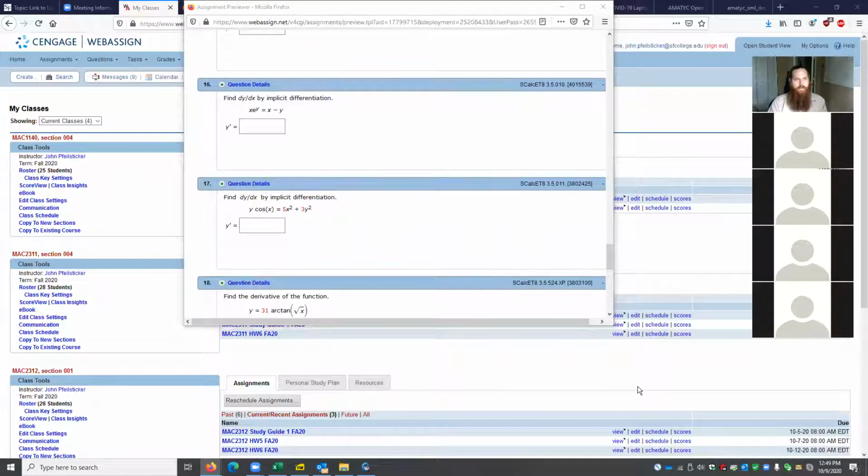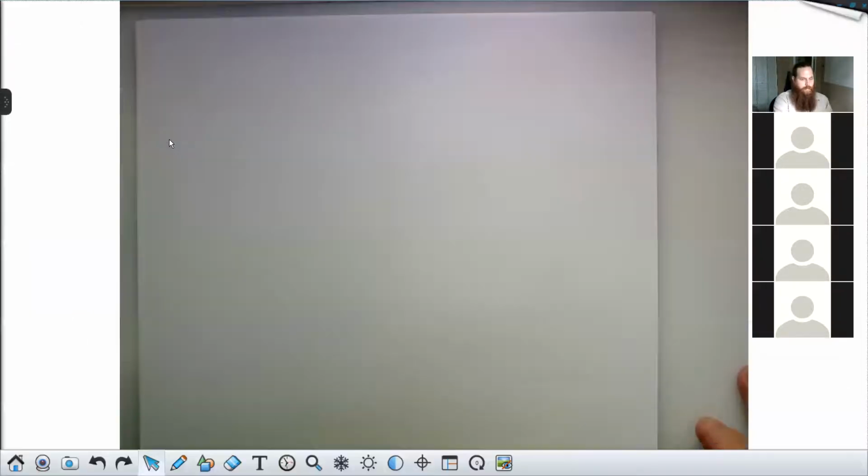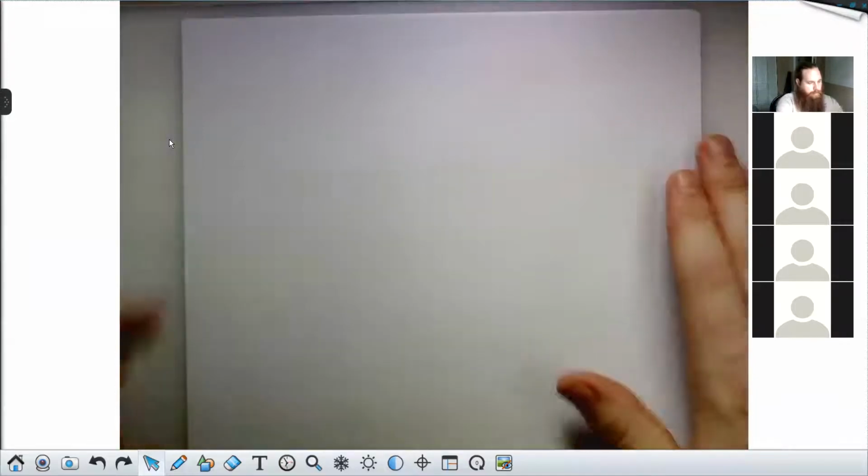Daniel wants 16, Becca wants 16. Okay, 16 it is. So that's x times e to the y equals x minus y. And we want to find dy dx, or y prime.